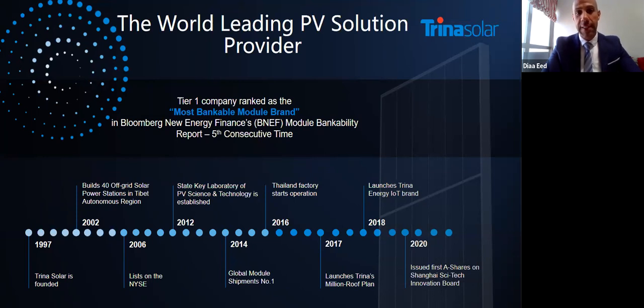So guys, what you see in the video right now is the manufacturing process, and every picture was zooming in on certain details in the module and the cell.